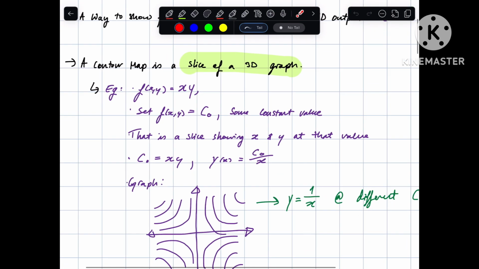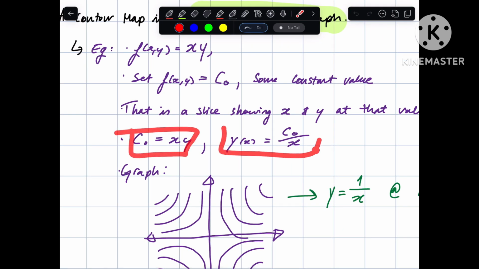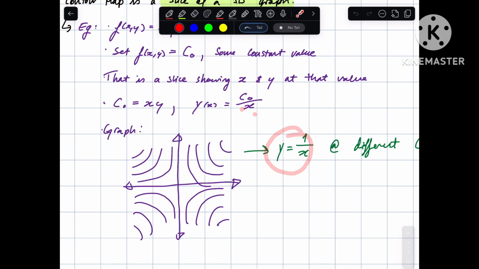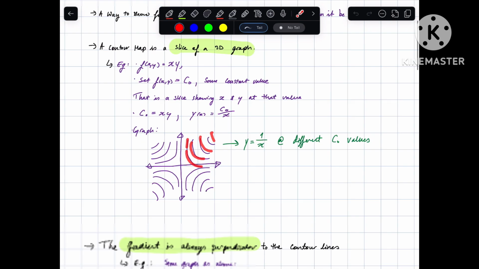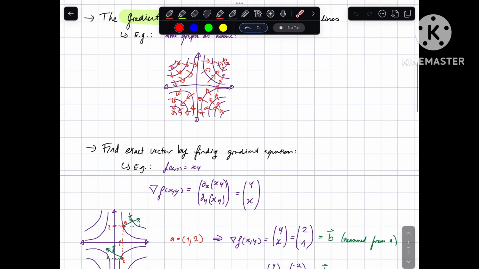And then once you set it to a constant, you can do different things with it. You can mess around with it. You can analyze the function then. Here, y is equal to c naught over x, and you can see that it looks similar to this, just with different c naughts. And you can then graph the contour lines. The gradient of a contour line is always perpendicular to the contour line.